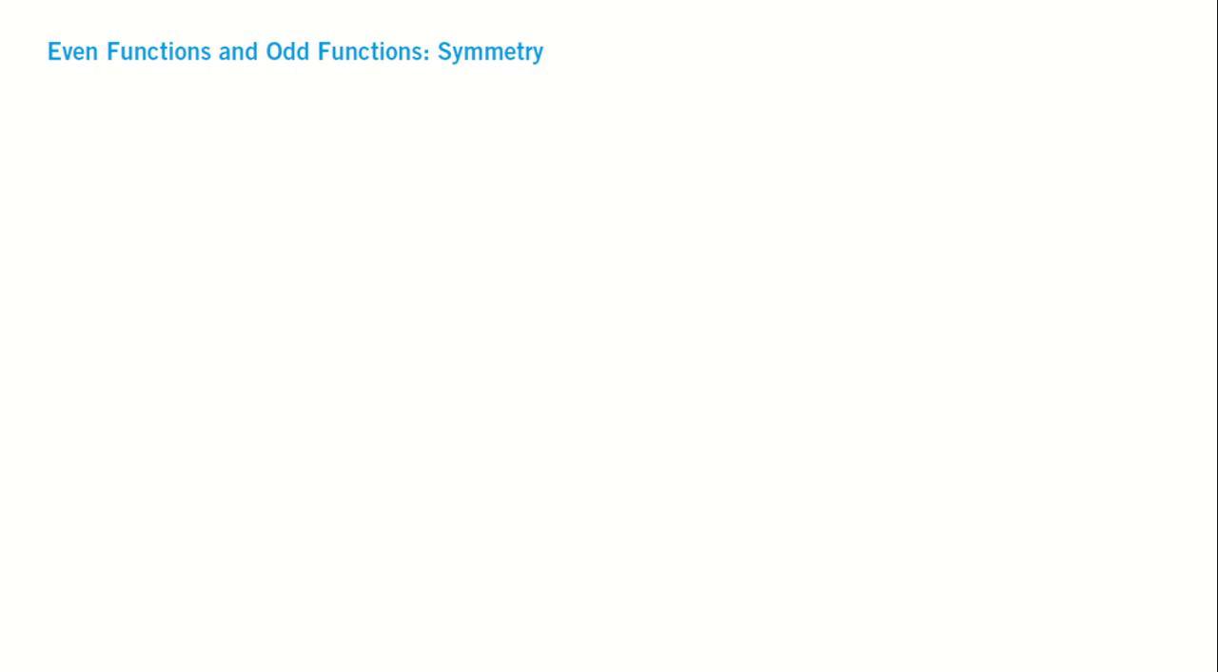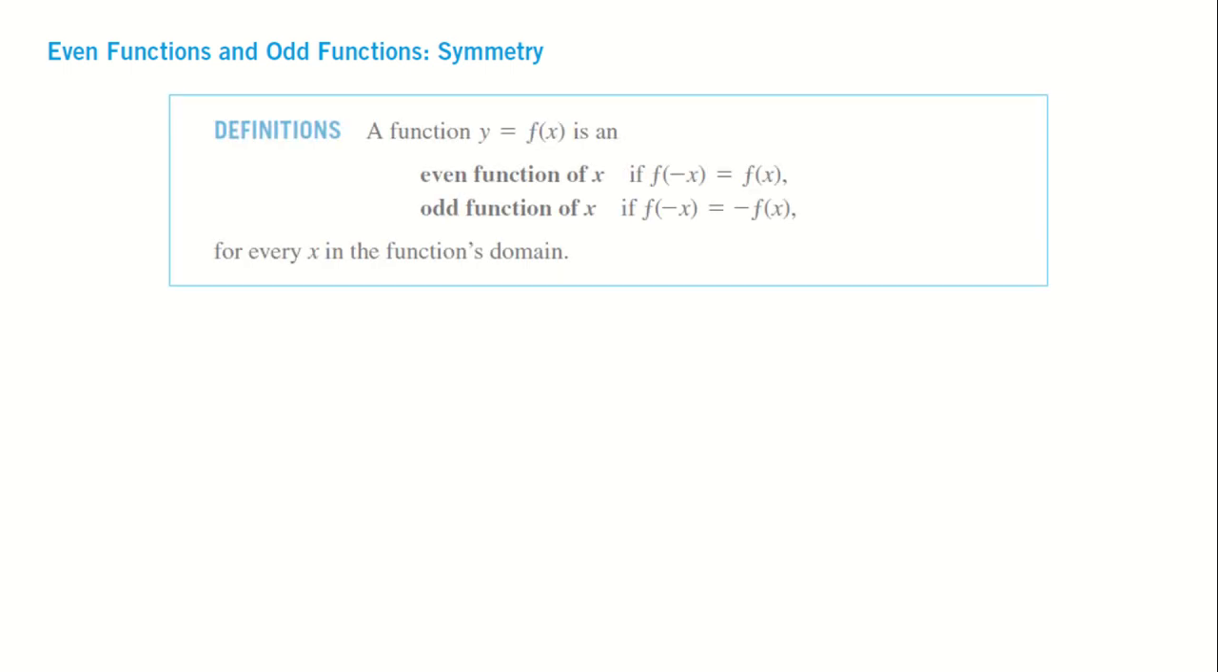That means here, even and odd totally depends on the output. That means domain. If we put here f of negative x, if we get f of x, then the function is even.